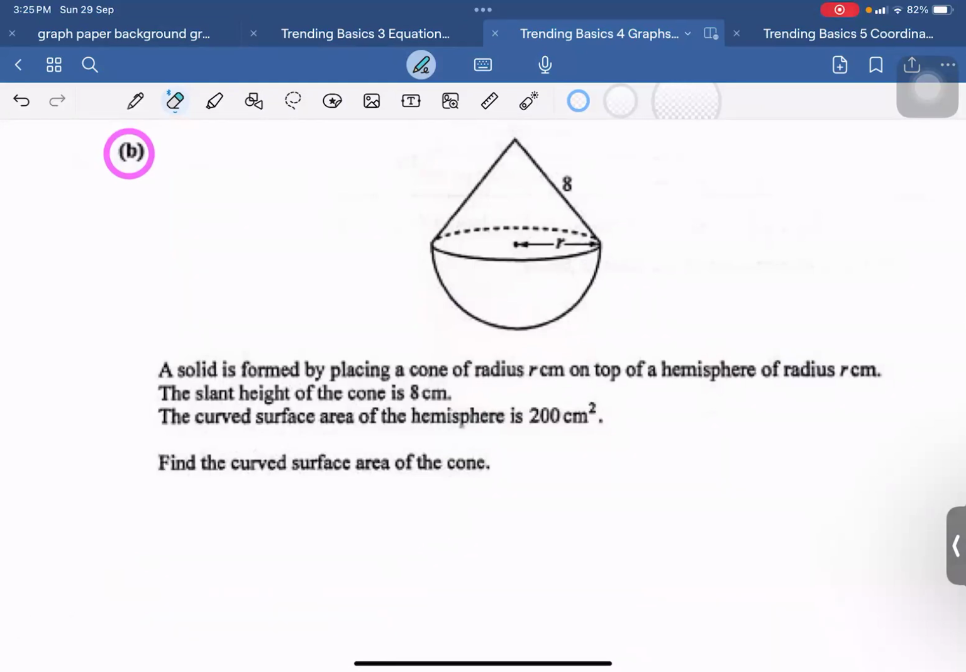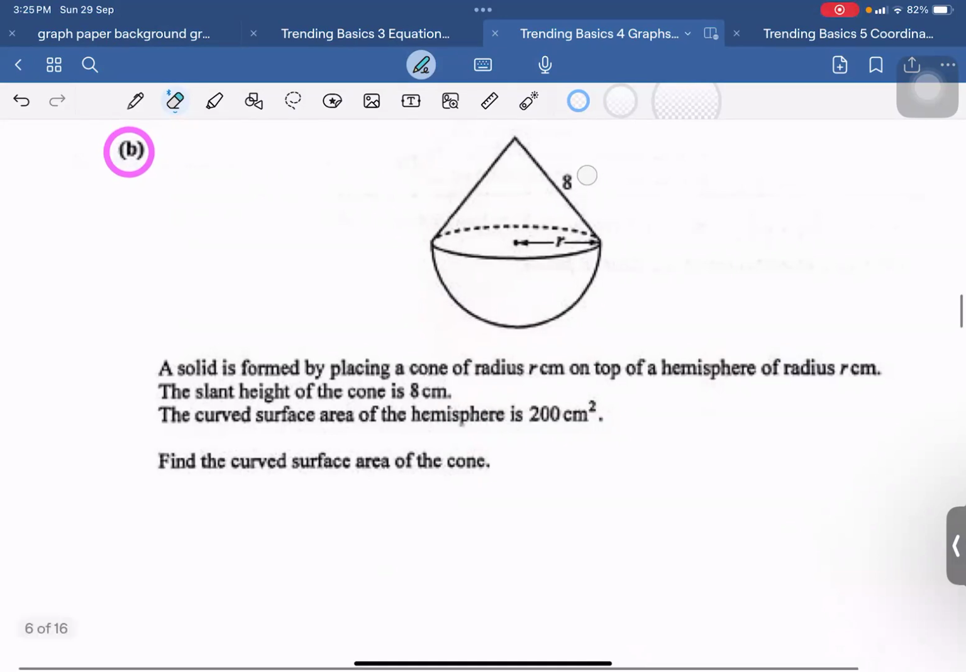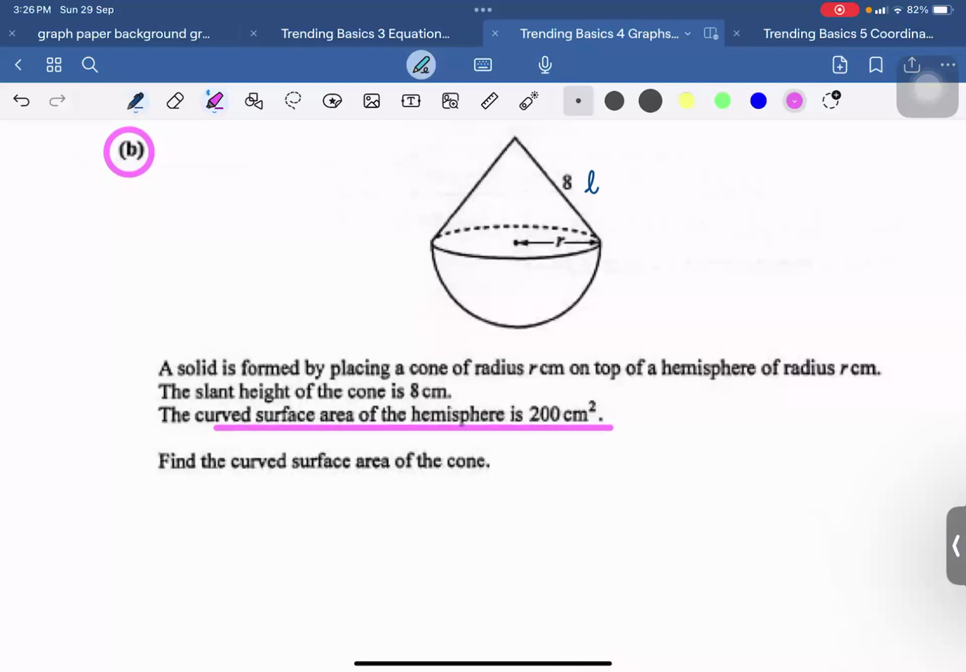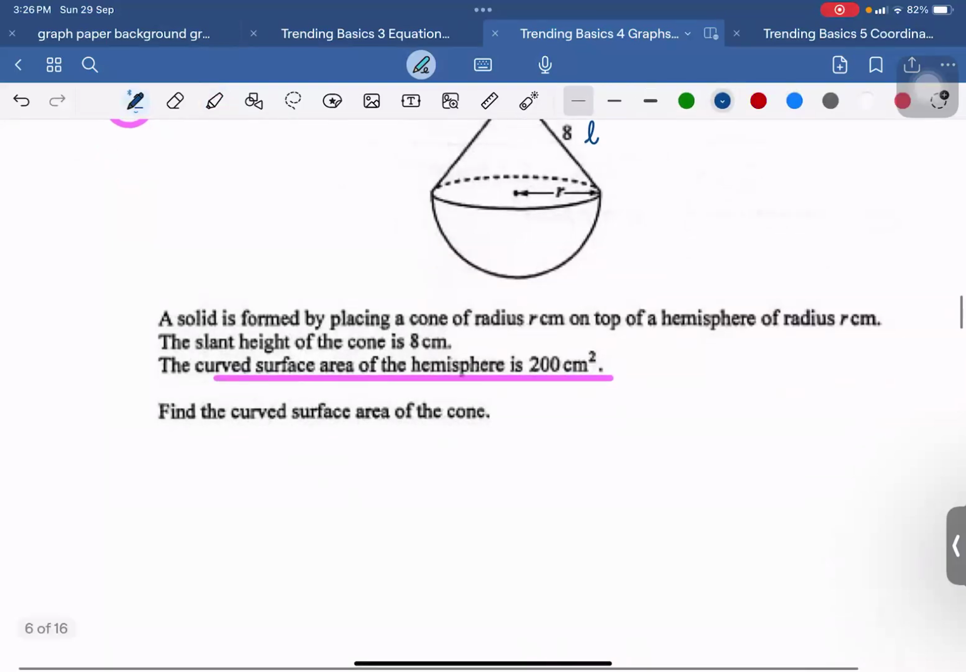This solid is formed by placing a cone on top of a hemisphere. The slant height of the cone, slant height is the L. This is your height, perpendicular height. They are not the same, okay? The curved surface area of the hemisphere is 200 cm square. I use this statement. Write down.